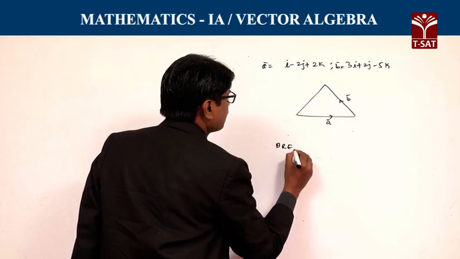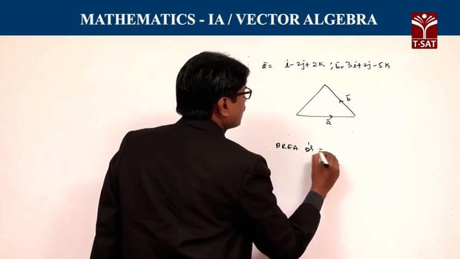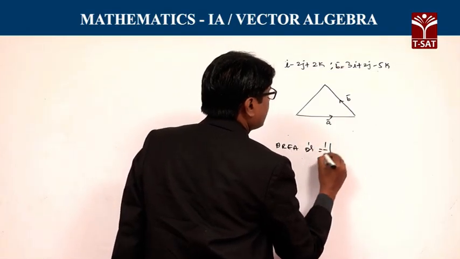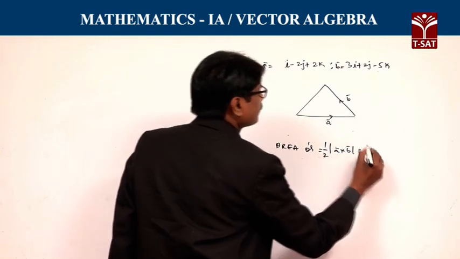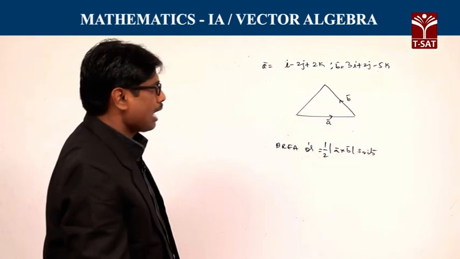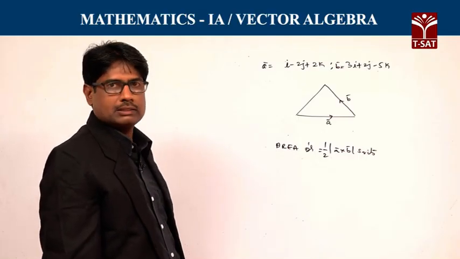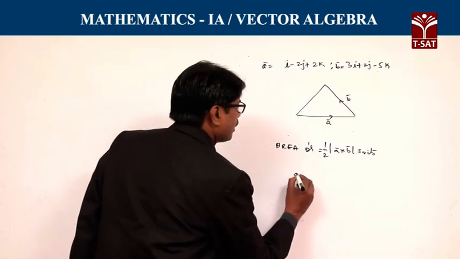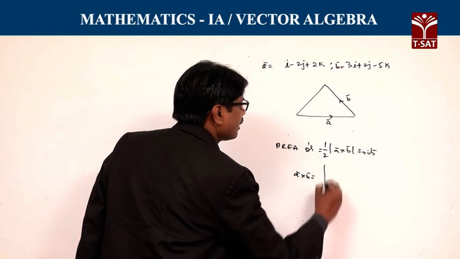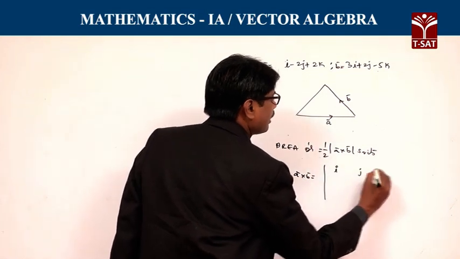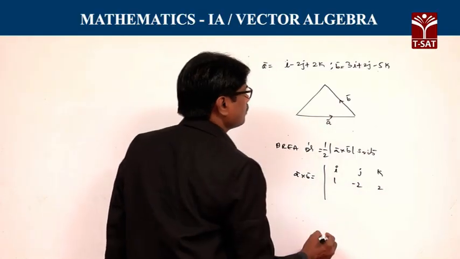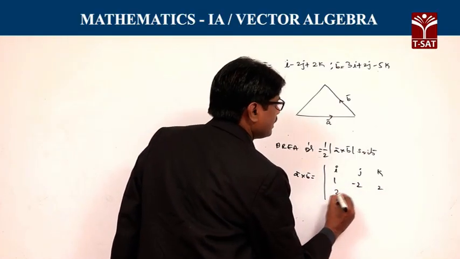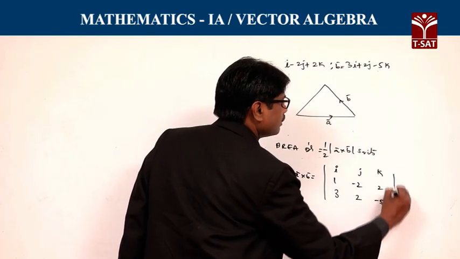The area of the triangle will be equal to the modulus of 1 by 2 times a bar cross b bar square units. Area of the triangle having a bar and b bar as the adjacent sides. So, a bar cross b bar is equal to the determinant of i bar, j bar, k bar. The first vector will be 1, minus 2, plus 2 and the second vector will be 3, 2, minus 5.